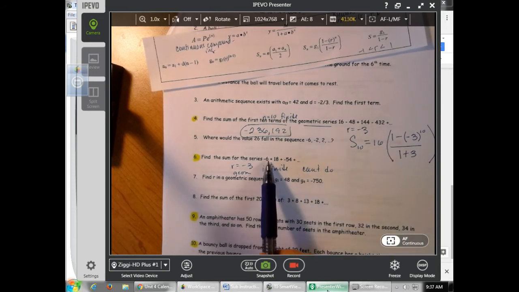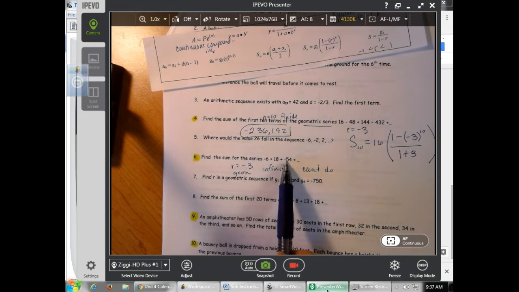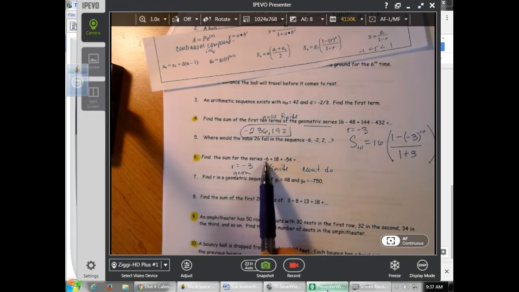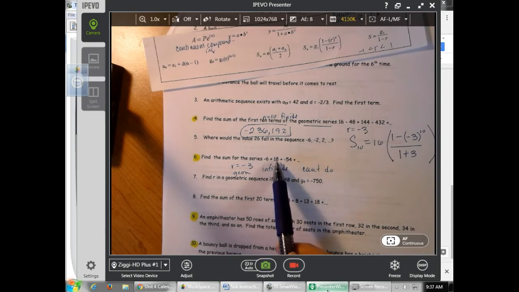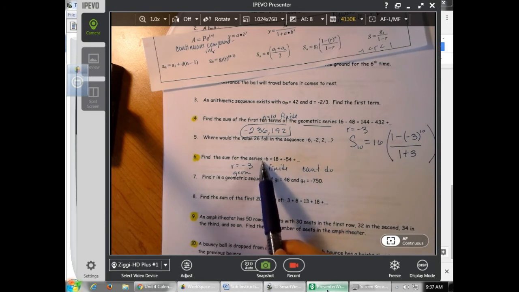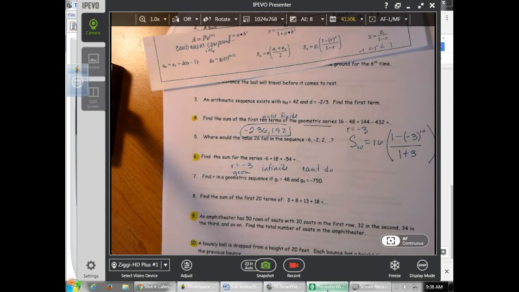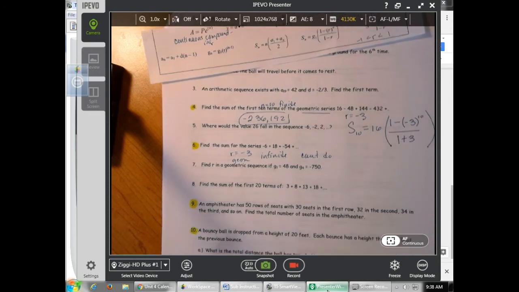Now, if this were flipped, and say it started at negative 54, and then went to 18, and then went to negative 6, then I would have an R of negative 1/3, which would be between negative 1 and positive 1. I could do that. So just be careful to make sure you understand what your R is and how to find it going backwards with your values. So it's sort of like putting this Y over that Y, then this Y over the prior Y. So it's working backwards. Okay, ones like number 9, you definitely need to be able to do.